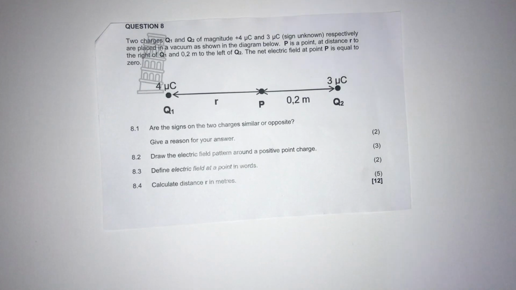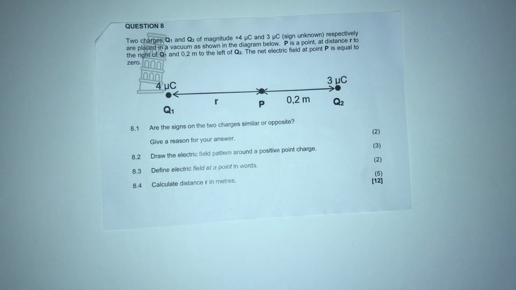Two charges Q1 and Q2 of magnitudes positive 4 microcoulomb and 3 microcoulomb, the sign is unknown, respectively, are placed in a vacuum as shown in the diagram below. P is the point at the distance r to the right of Q1 and 0.2 meter to the left of Q2. The net electric field at the point P is equal to 0.